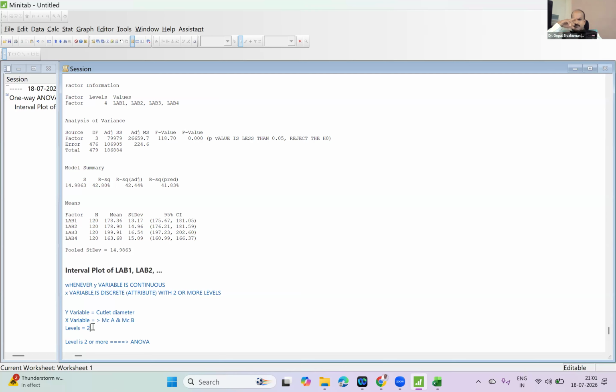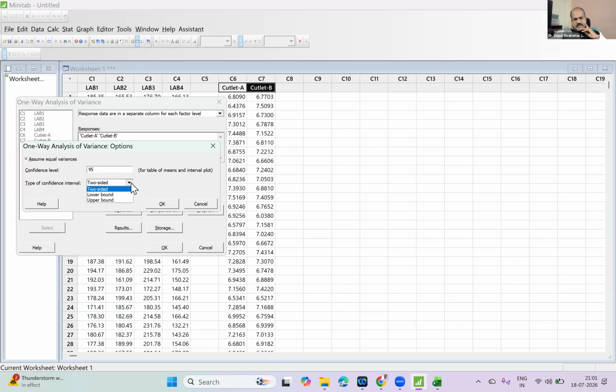So now what I'm going to do is solve this cutlet diameter problem also using ANOVA only. You see, Stat, ANOVA, one-way ANOVA. Now response data are in separate columns. Yes, we have them in separate columns. One is cutlet A, click select. The other one is cutlet B, click select. Go to the option: 95% confidence level, two-sided, assume equal variance. Okay. Again, one more okay.